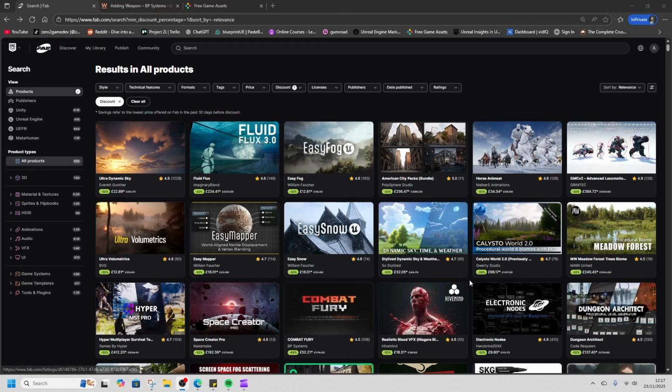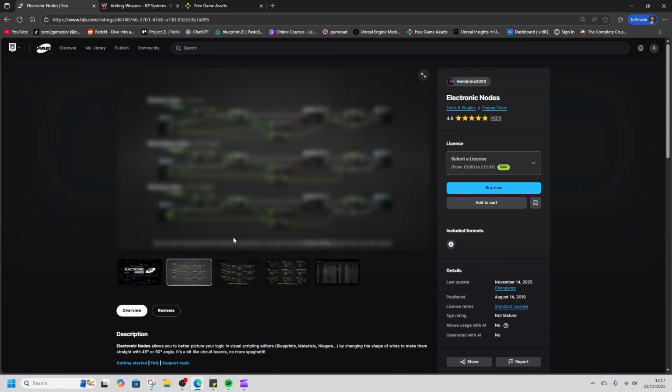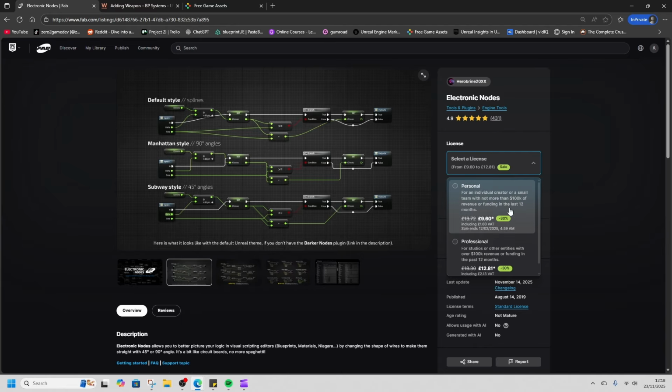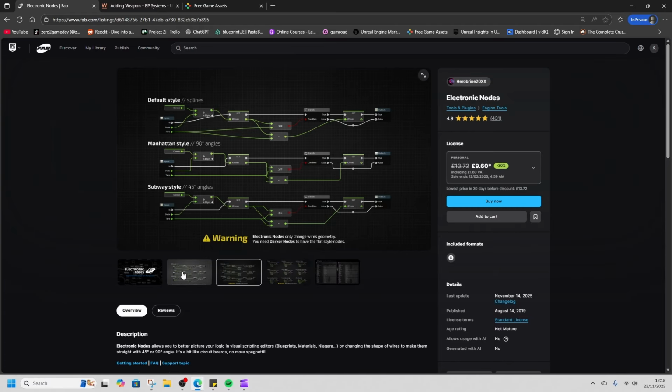Okay, the next asset I would be looking at is Electronic Nodes. This is a plugin that just makes your nodes easier to read and sets up your wires in a much easier angle. This is on sale, 30% discount. Its normal price is £14. I think I purchased this when it was actually full price, and I do keep forgetting to turn it on, but it is very good for what it is.